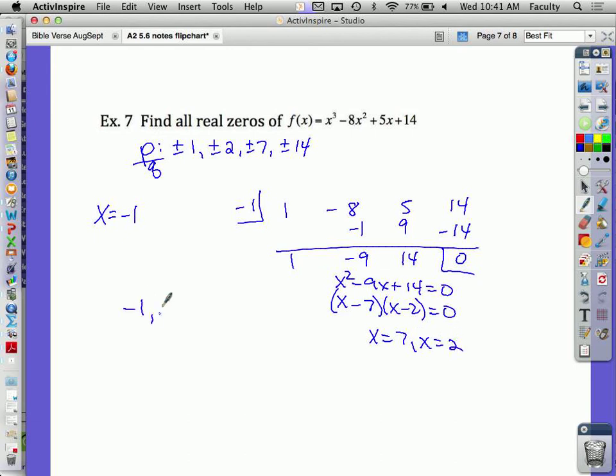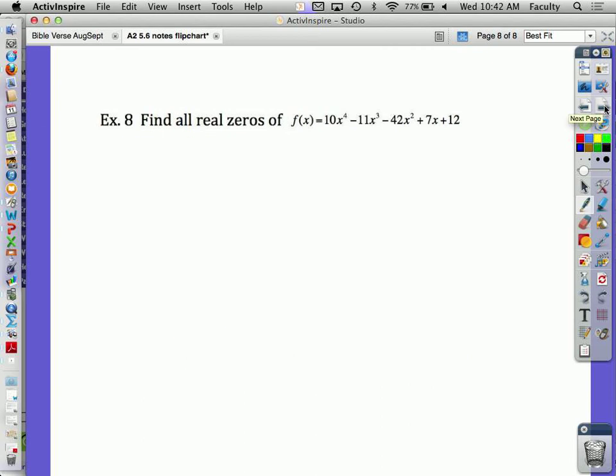Alright, did you guys get negative 1, 2, and 7 to work? Yes. Okay, so we're getting the hang of it. Alright, now, example 8 is pretty tricky, okay? Because here's the deal, it doesn't work out as nicely because Q is a 10.